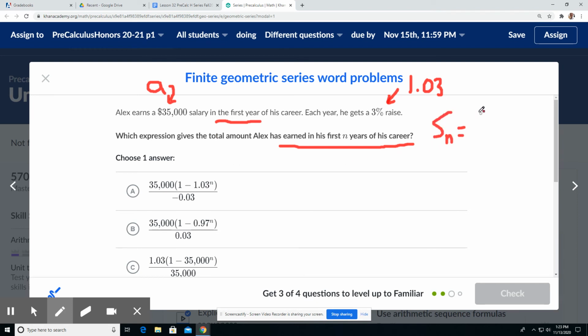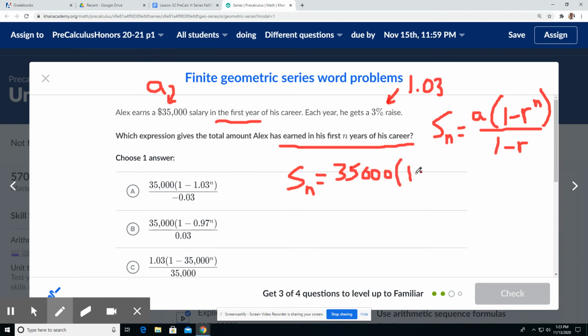Our formula is equal to A times 1 minus R to the N all over 1 minus R. Plugging everything in. So S of N, we're not told how many, is equal to A is 35,000 times 1 minus our common ratio, 1.03 to the power of N all over 1 minus 1.03.